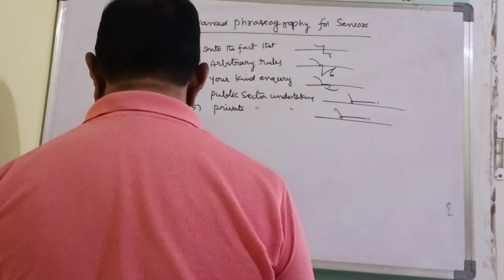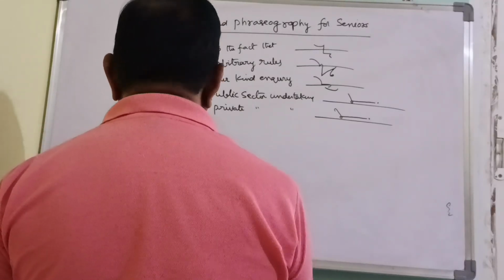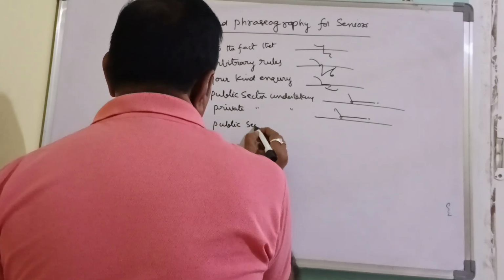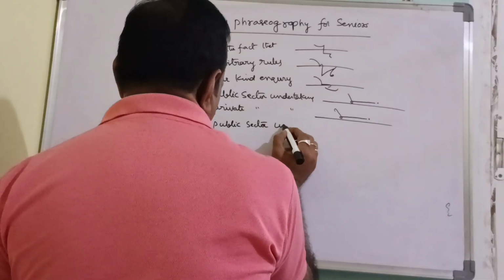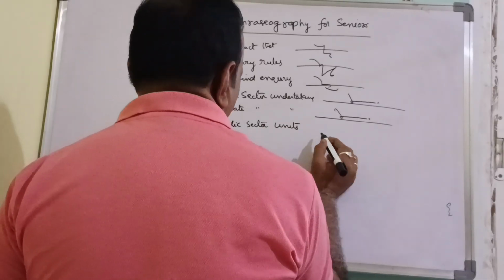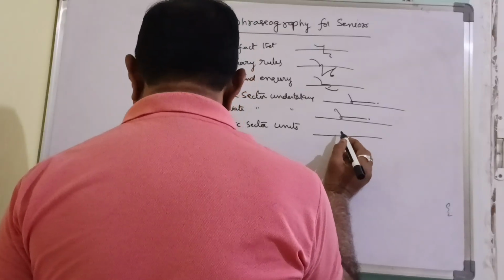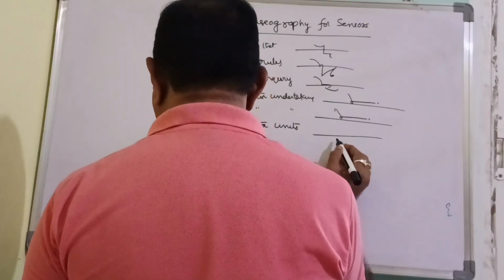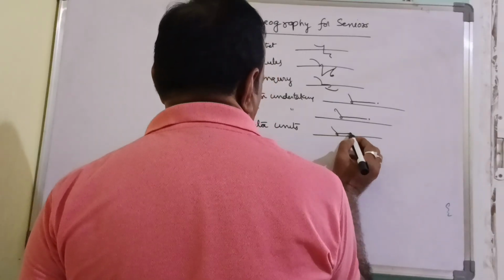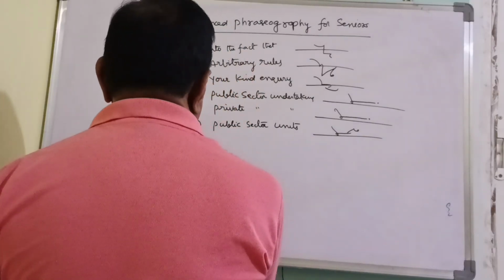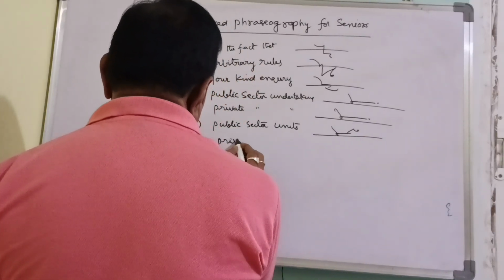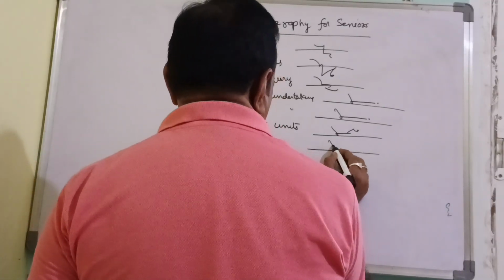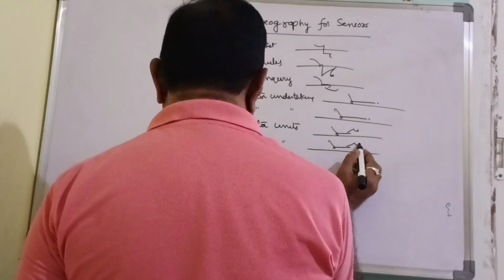Then public sector units. These are frequently occurring words. Public sector units, how you have to write it? Public sector units, private sector units.